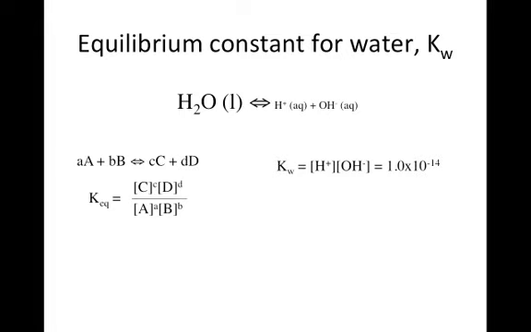Remember that a tiny value for K means that there are much more reactants than products, so the equilibrium lies very far to the left. Based on the equation above, we can see that the concentration of H+ is equal to the concentration of OH-. We could solve this equilibrium expression for either of those concentrations to see that the concentration of H+ and the concentration of OH- are both 1.0 times 10 to the 7th molar.